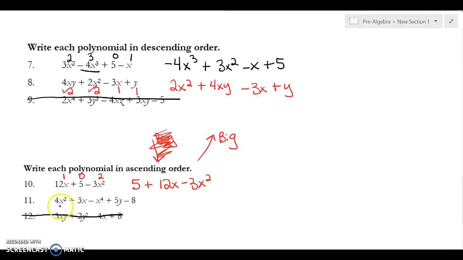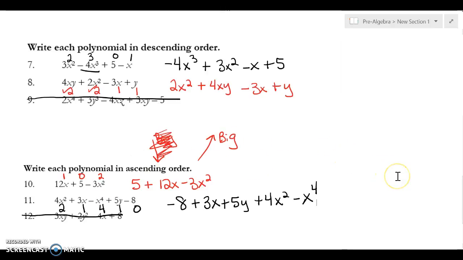Last one, this is a 2, a 1, a 4, a 1, and a 0. So I start with my 0. I have 2 1s. It's alphabetical, so 3x is going to go first. Comma. 3x. And then the 5y. And then my 4x squared. And my negative x to the 4th. Okay? So there's a lot to learn in this one. Remember, degree is when you add up the exponents, and then you pick the biggest one. When you're writing in order, it goes in order of degree and alphabetical.